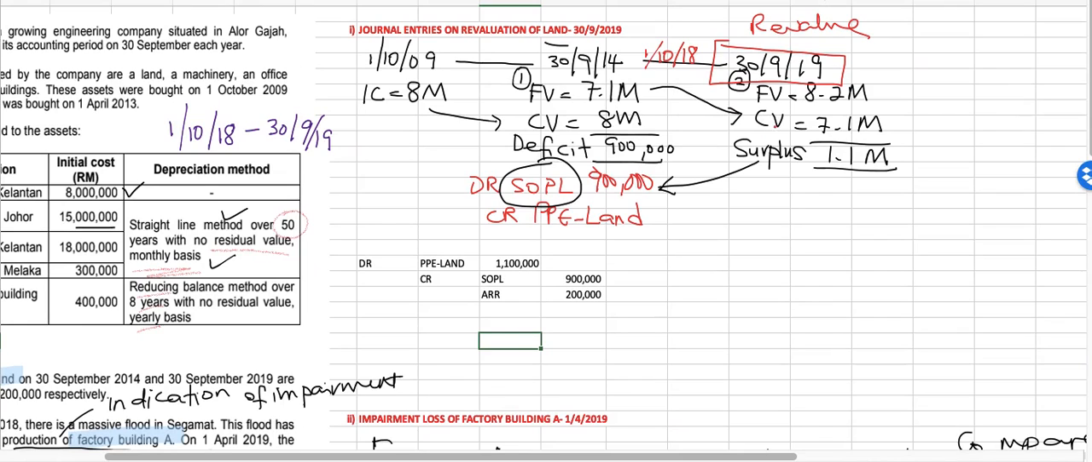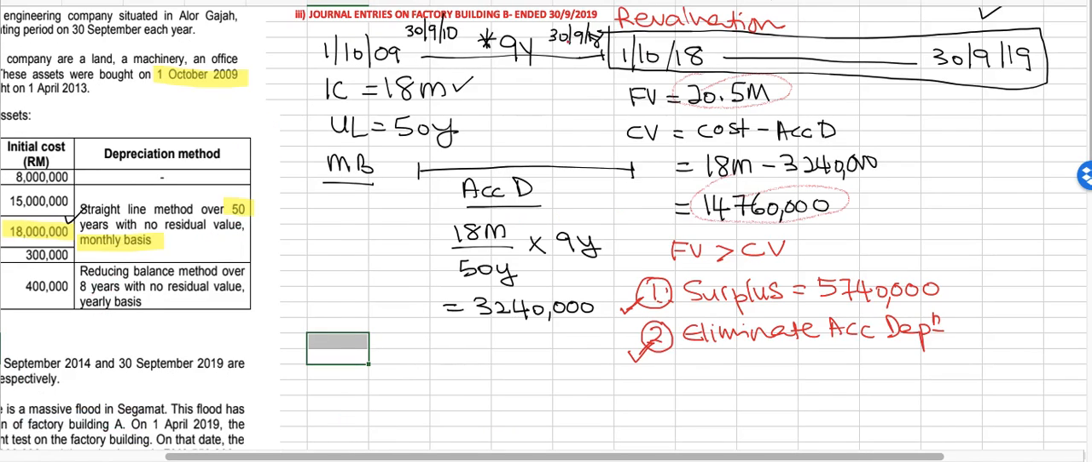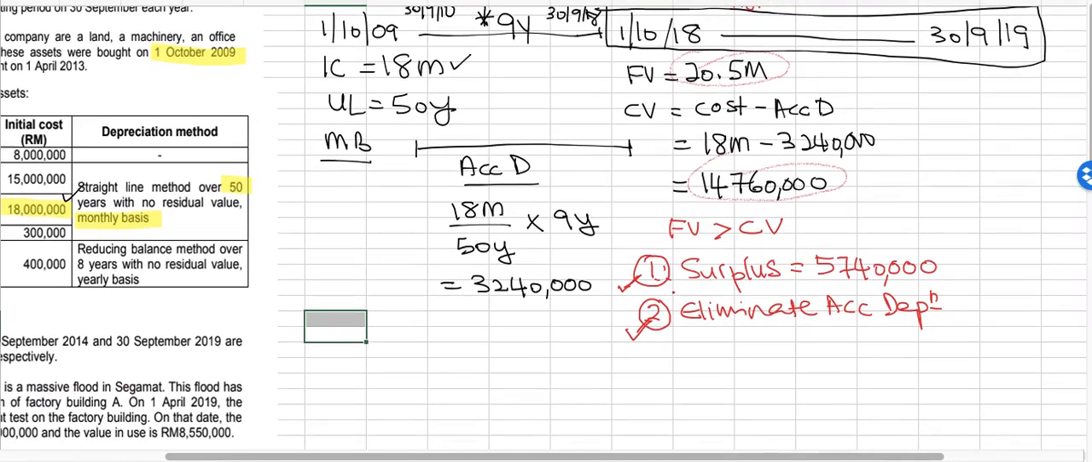But you see here, you only recognize the surplus. But there was no elimination of accumulated depreciation. Why? Because land is not depreciated. That's why we don't have that second treatment. But for this one, this is a depreciable asset. The factory is depreciated. Therefore, whenever you revalue, these are the two things compulsory that you have to do.